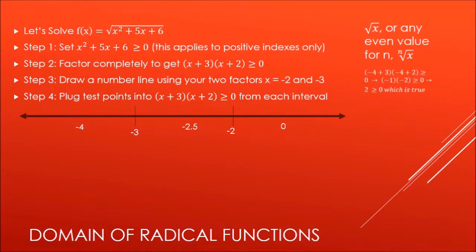And then we're going to work these out. If we plug -4 into our function, we find that we get 2 is greater than or equal to 0, which is true. Then if we put in -2.5, we get -0.25 greater than 0, which is false, since a negative number is always less than 0. And then on the third part, we have 0 plus 3 times 0 plus 2, which gives us 6, which is greater than 0, which is true.